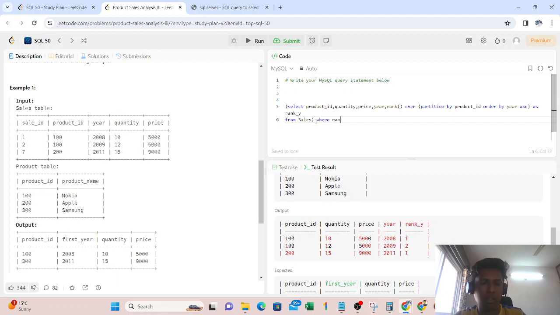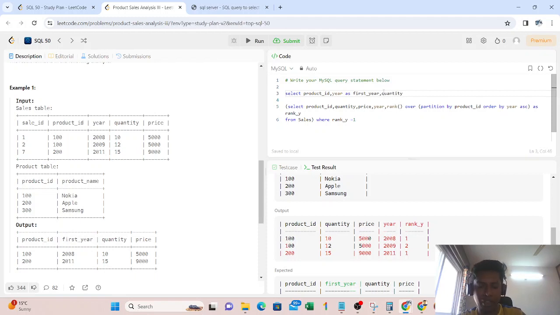Where rank_y is equal to 1, and what do we have to select? The columns, so we write again the columns that we select: product ID, then year as first_year, because in the output the year is mentioned with the column name first_year, then quantity and price. I am forgetting one thing.